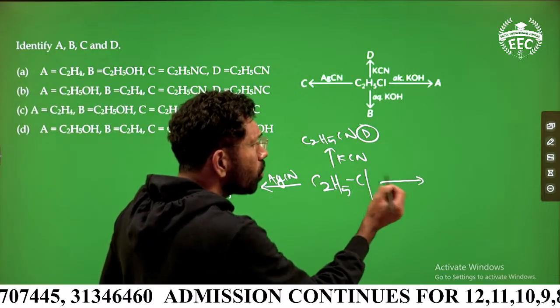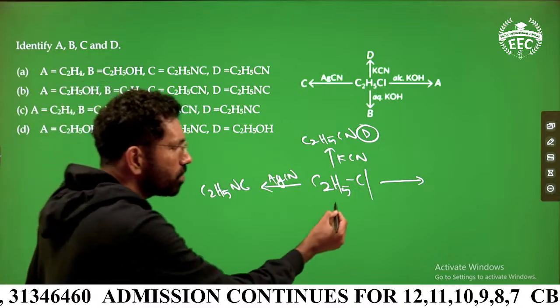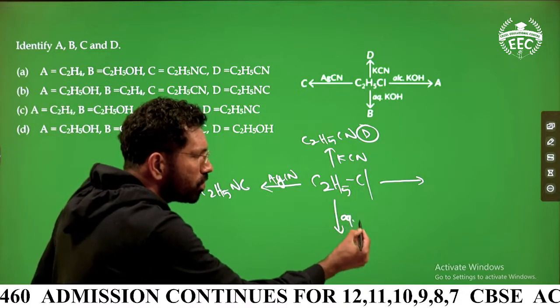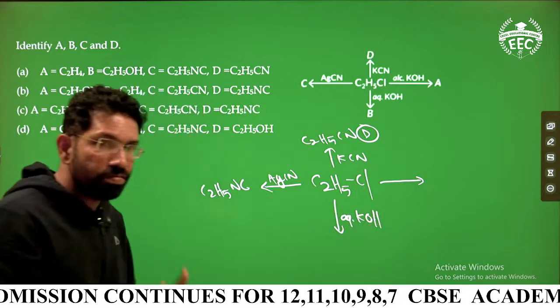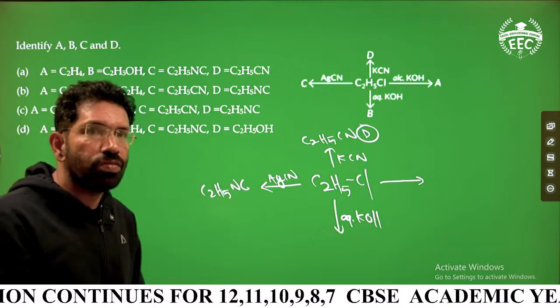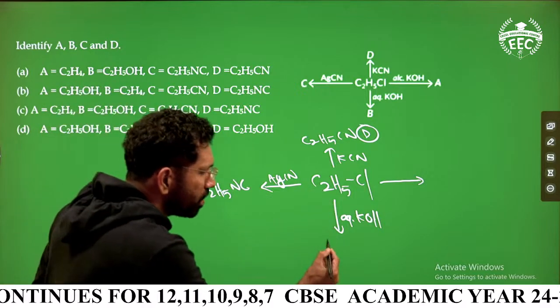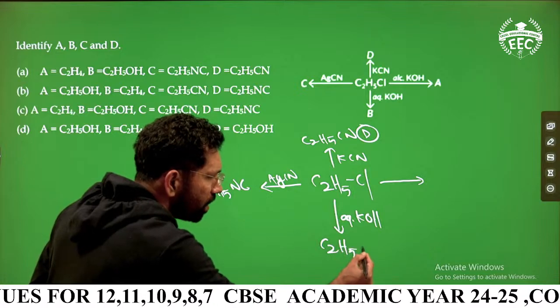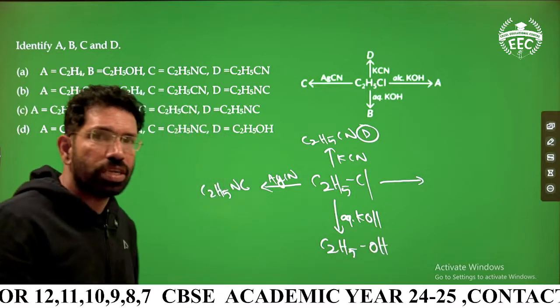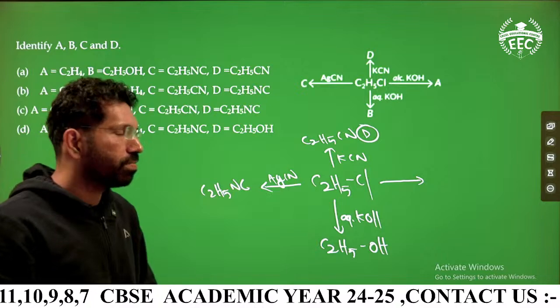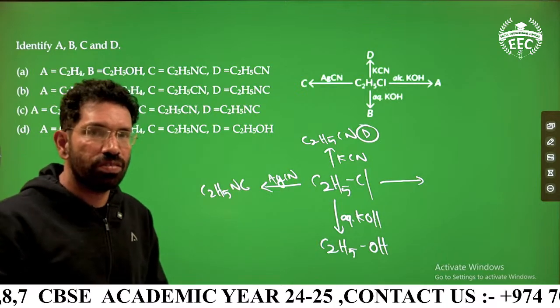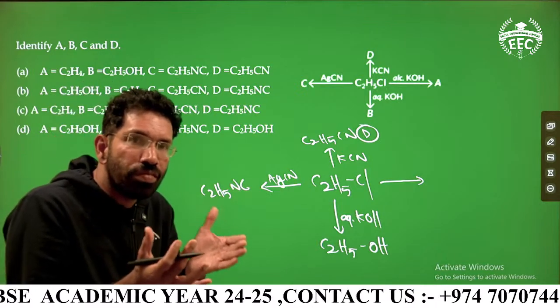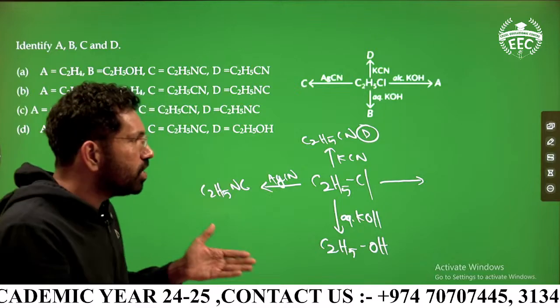Yes. Alcoholic KOH. We know that aqueous KOH, I will tell first. Aqueous KOH will give you substitution. That's very, very important. Aqueous KOH will give you substitution. So you will get C2H5OH. Right? Then alcoholic KOH. We know that alcoholic KOH will give you an elimination reaction.